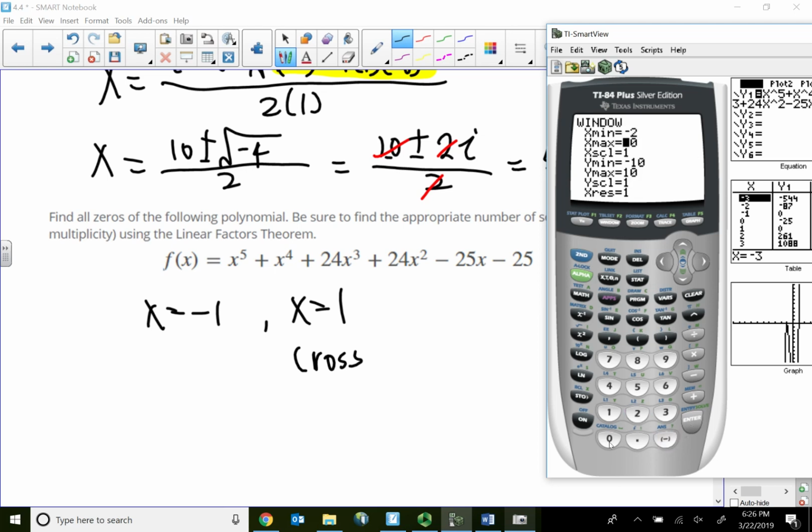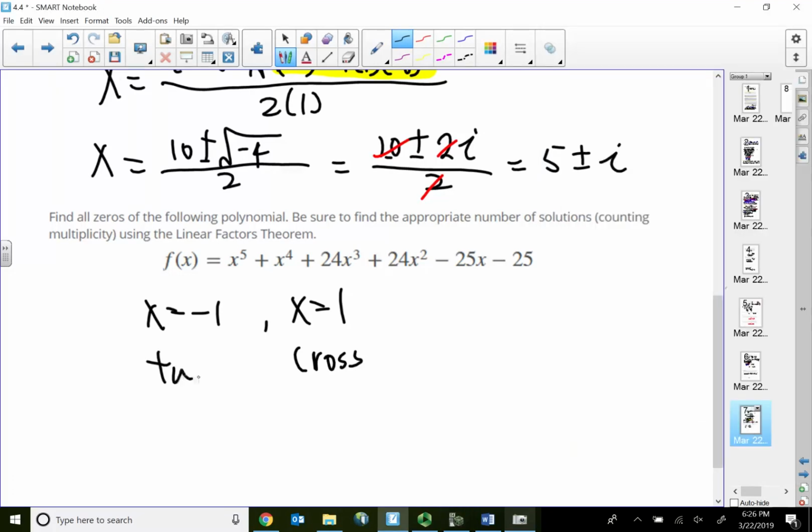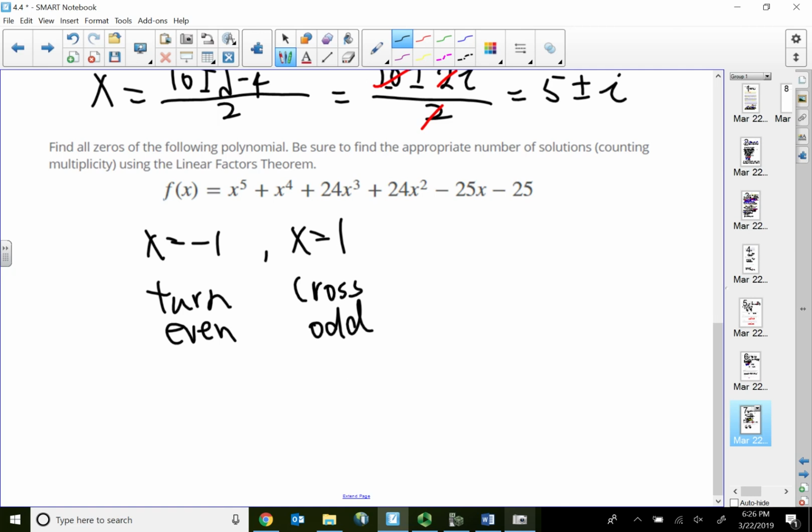I have to make sure that it's either a turn or a cross. It's too small for my eye to see. Okay, nothing juts out above the x-axis, so that's a turn. All right, degree is 5. Turn means even power. Cross means odd power. So what kind of even power and what kind of odd power can I use? Can I do a 3 and a 2? Sure, that adds up to be 5.